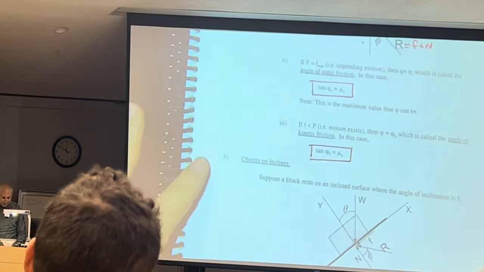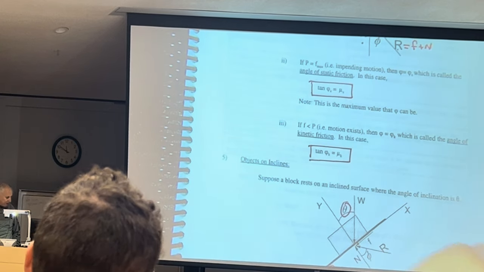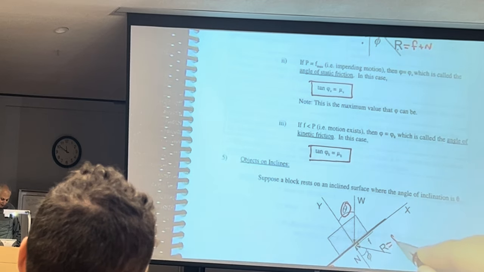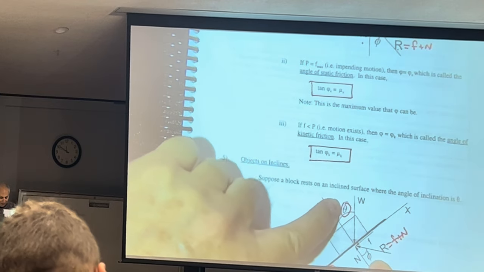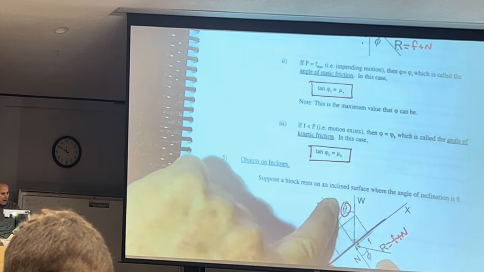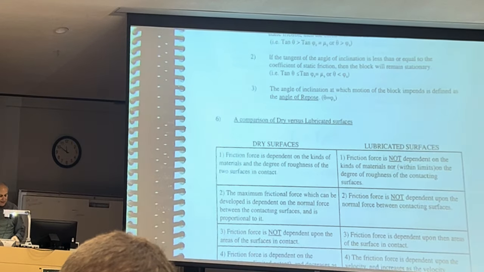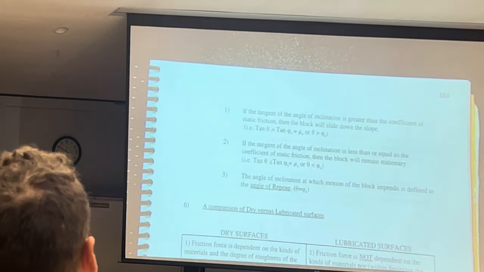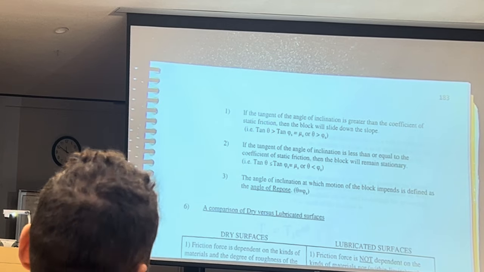Objects on inclines. There are two angles. One is this theta, which is the angle of the incline, and this is still F plus N. That's the angle of friction. So two angles: angle of the incline, angle of friction. Three statements can be made about the angle of friction along with the angle of inclination.